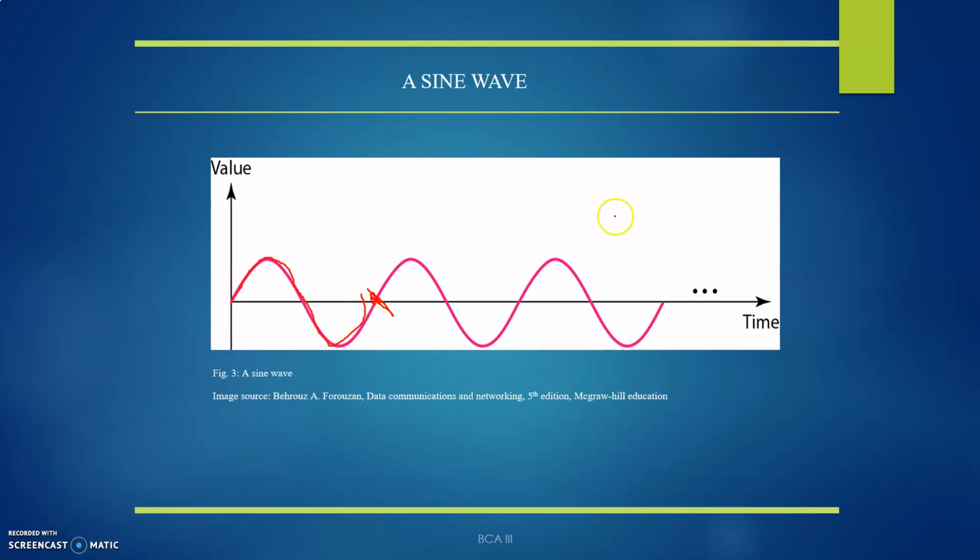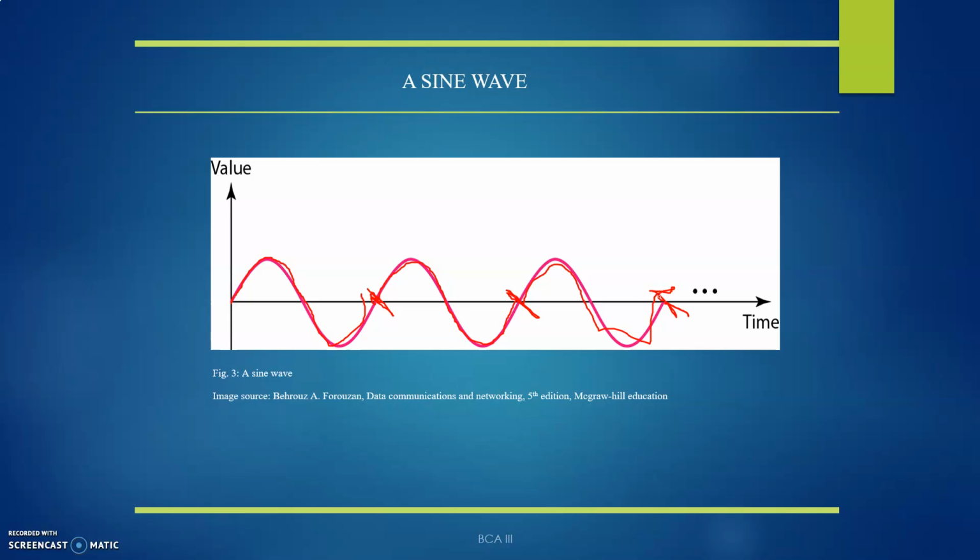This is repeatedly, continuously going on. And the completion of one full pattern is called a cycle. This is one cycle. Again, it starts here and completes here. So this is the second cycle. This again starts from here and ends here. So this is the third cycle at this point. So the completion of one full pattern is known as a cycle.